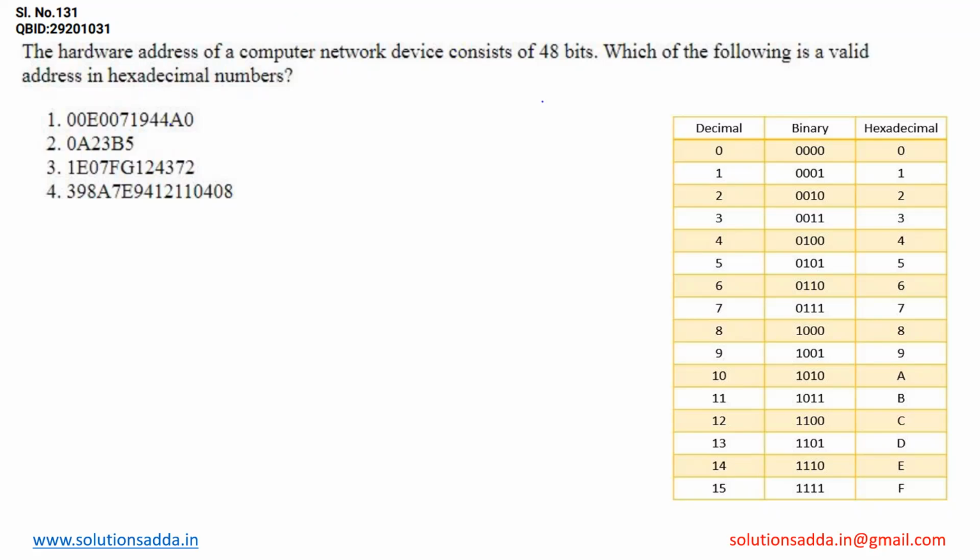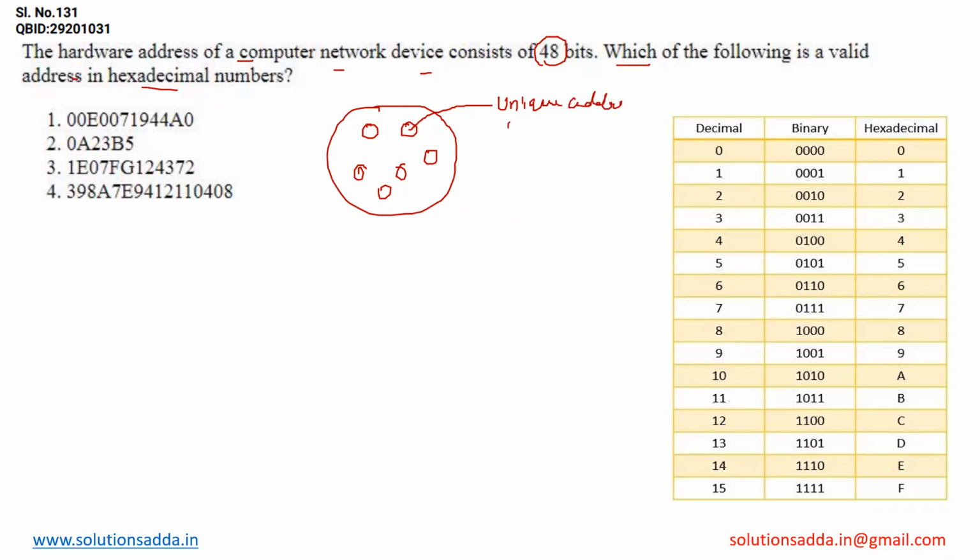Hello everyone, question number 31. The hardware address of a computer network device consists of 48 bits. Which of the following is a valid address in hexadecimal numbers? In this question, you need to understand that there is a computer network, which contains various network devices, and each network device is associated with a 48 bit hardware address. So every device has a unique address of 48 bits. So how can we represent these 48 bits in terms of a hexadecimal number?